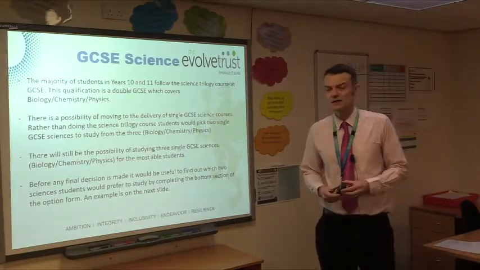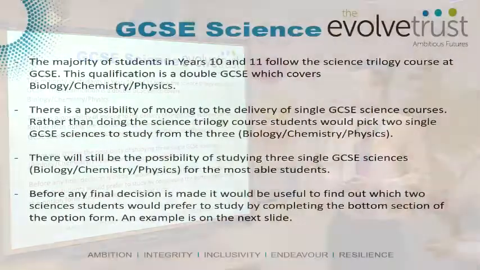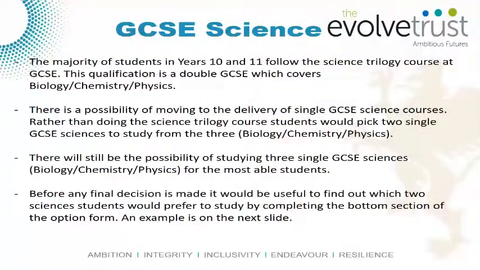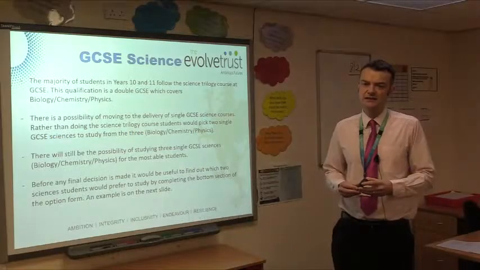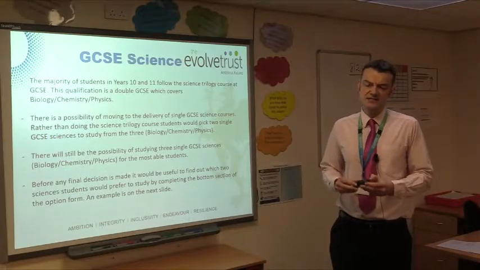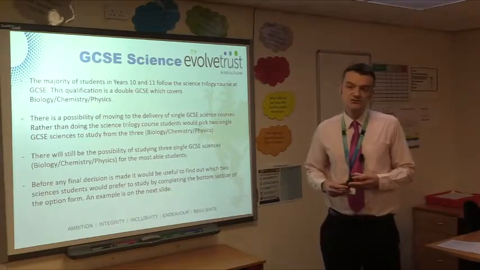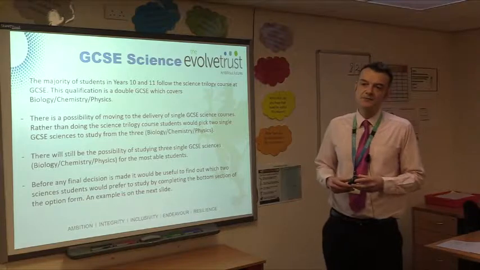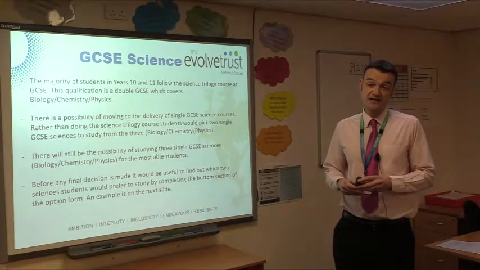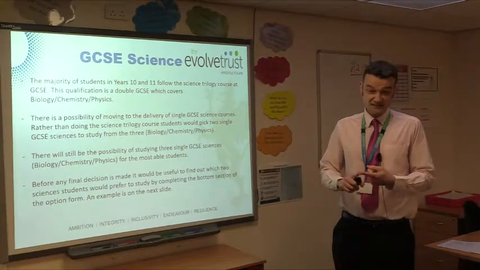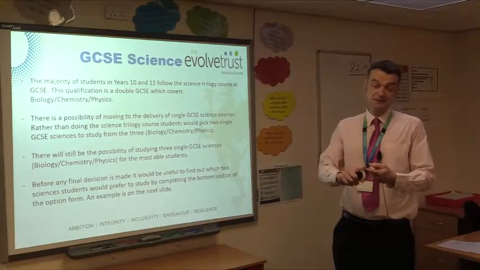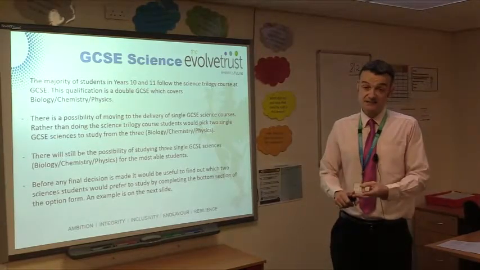In addition, on the options form, towards the bottom, we also have a little table where students can express which sciences they would like to follow in Year 10 and then into Year 11. Currently, students study the Trilogy course. That is basically a double GCSE, but it blends biology, chemistry and physics together.